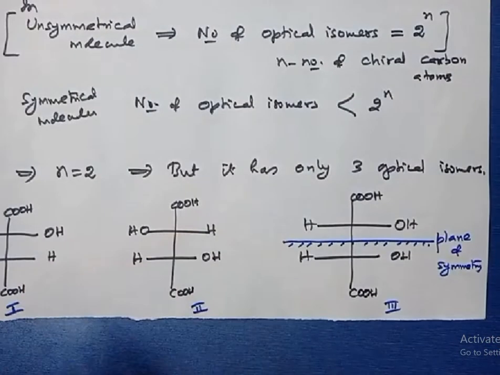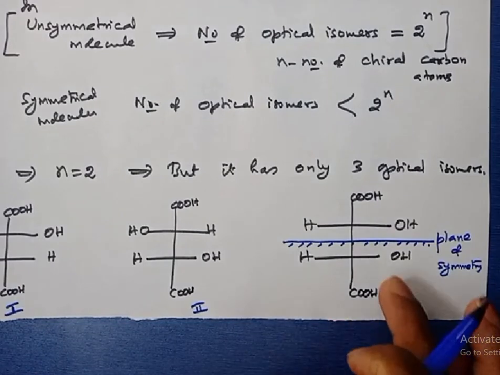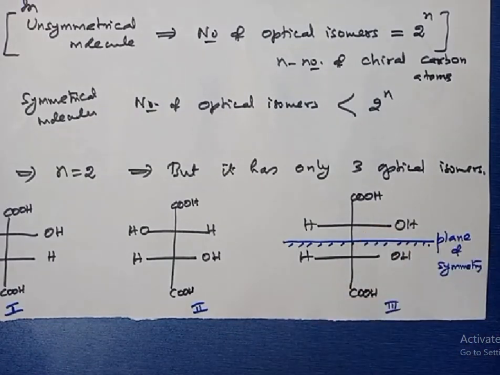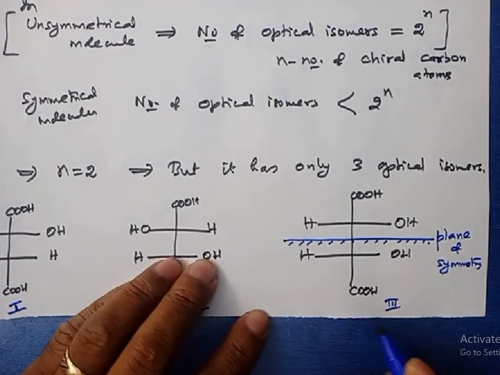This is called plane of symmetry. So this third structure contains a plane of symmetry. Whenever any molecule contains a plane of symmetry or center of symmetry, those molecules must be achiral. This molecule is an achiral molecule.